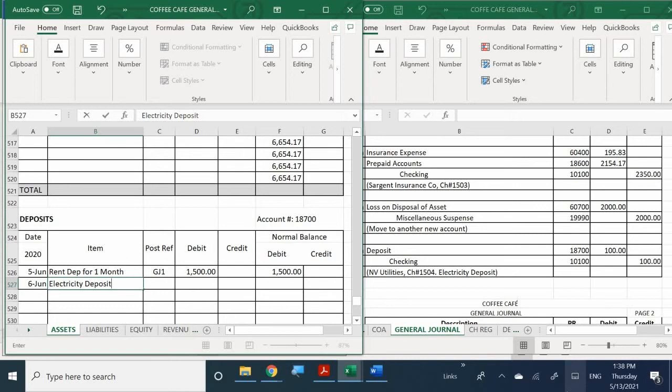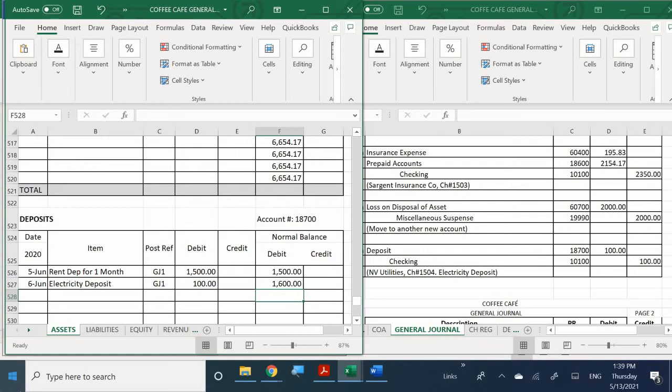Electricity deposit. Once again, we just finished our last transaction on journal number 1, and we increased our deposits by $100. So once again, the formula is going to be equal to your previous balance plus any debits minus any credits. And now I have a running balance. Since I increased it by $100, I went from $1,500 to $1,600.